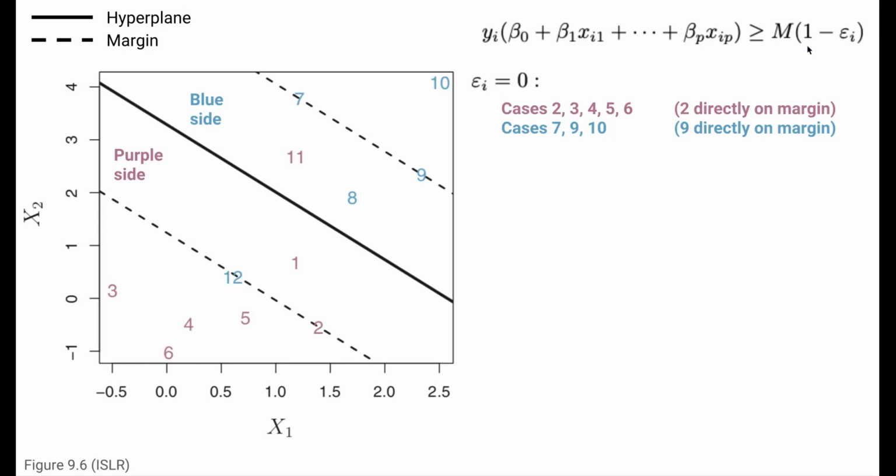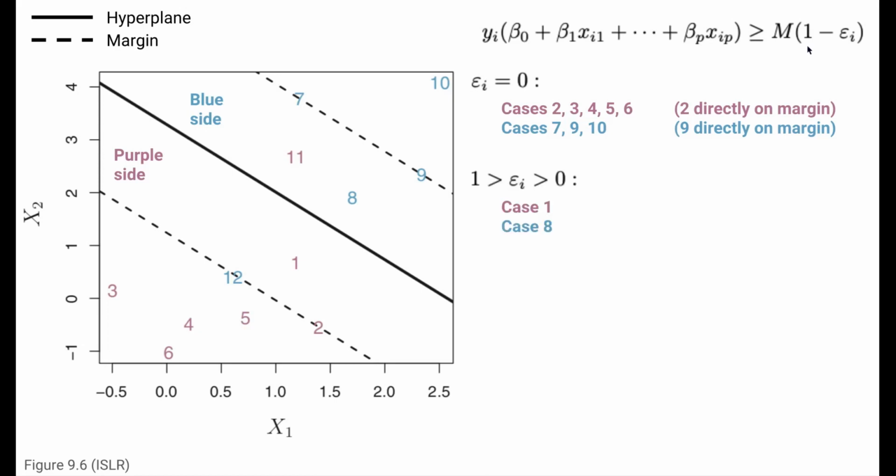So when epsilon i is 0, this is the situation where cases are on the correct side of the margin. It happens to be that cases 2, 3, 4, 5, and 6 are on the correct side of the margin because they're at or past that dashed line. It happens to be that for the purple class, 2 is directly on the margin. And similarly for the blue side, cases 7, 9, and 10 are on the correct side of the margin. That is, they're past the dashed line on the upper side. And it happens to be that case 9 is directly on the margin.